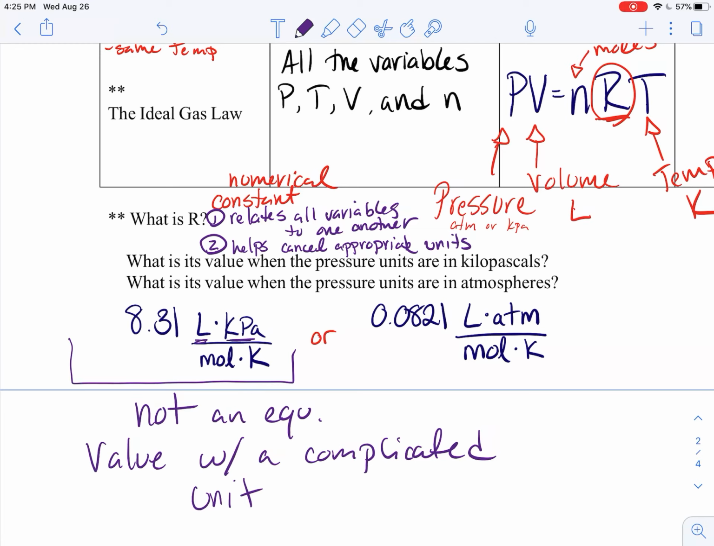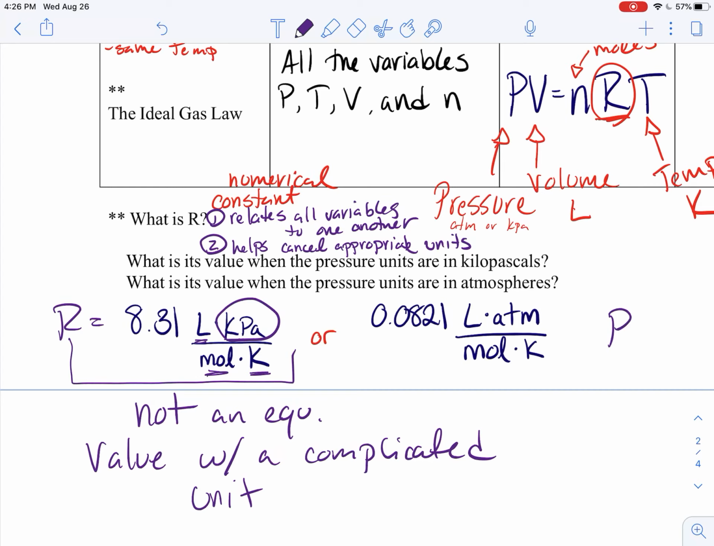So it has liters for volume, kilopascals for pressure, moles for n, and Kelvin for temperature. So we will only use this value of R if our pressure is in the units of kilopascals, or if we want our pressure answer to be in the unit of kilopascals.